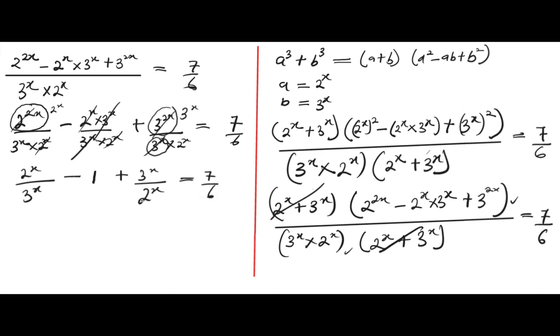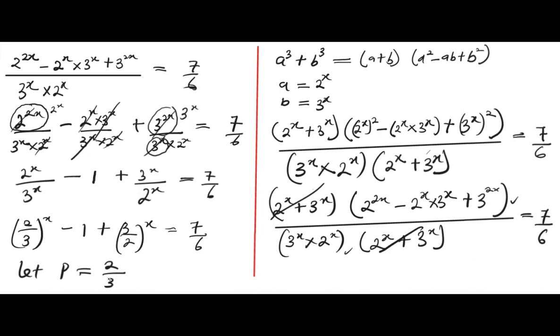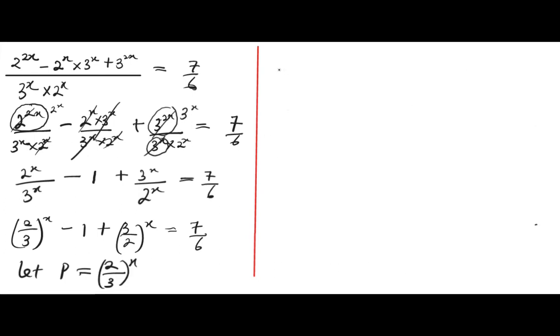So we can rewrite this as 2/3 all raised to the power of x, okay, minus 1 plus 3/2 all raised to the power of x equals to 7/6, okay? So at this point, we can say let p equals to 2/3 all raised to the power of x, okay? So let's continue on this part of the board.